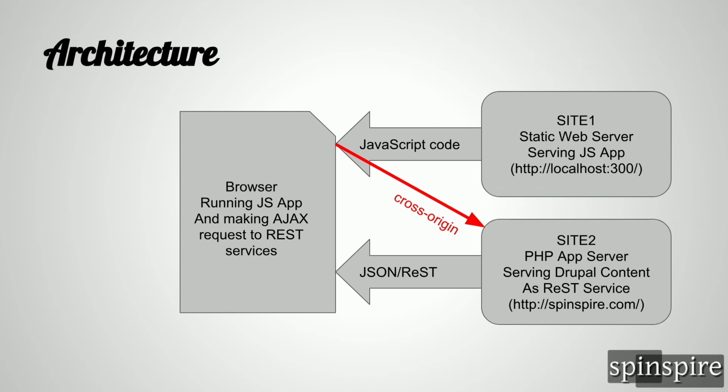These two sites are not related in any way. There could be different domains, different host names, different whatever. But site 1 is your JavaScript application. Could be ReactJS, could be jQuery, could be anything else. And so site 1 is serving the JavaScript code, and site 2 is serving your node content or other content from Drupal as JSON over REST. And both of them end up inside, on the left you see the browser. They both end up inside the browser.